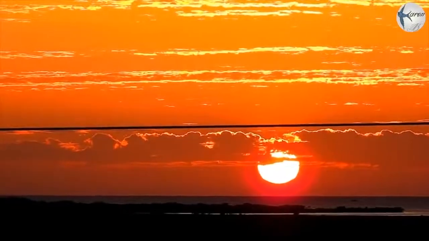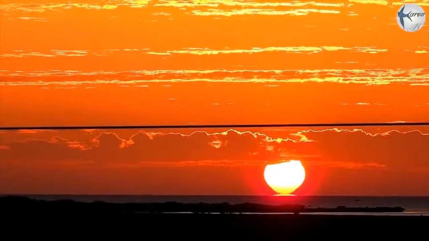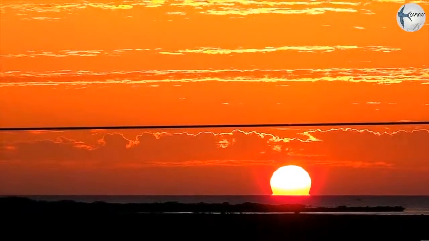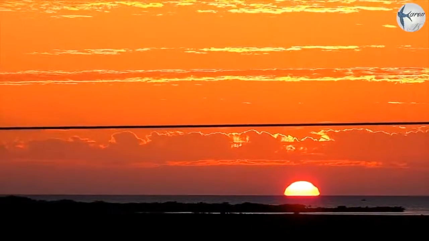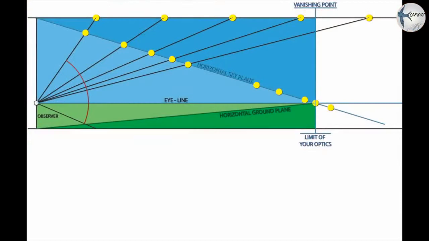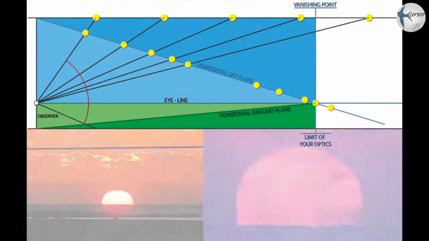The same thing with the sun. It is always high above the Earth's surface, but seems to touch the ground as it reaches a distance outside the limits of our optics. As the sun moves farther away, the horizontal planes will appear to merge.